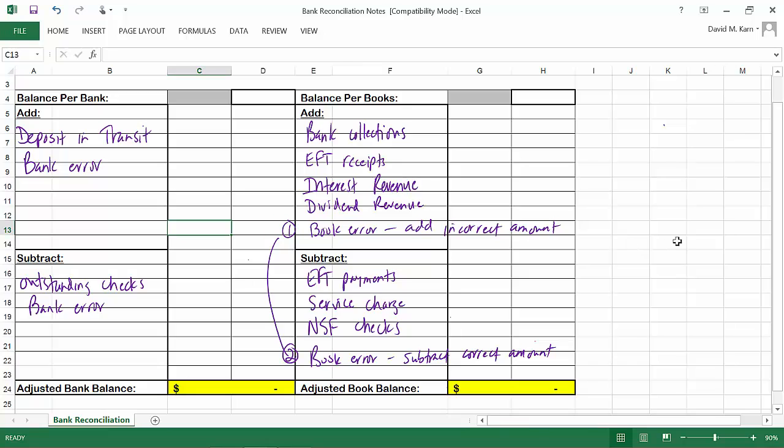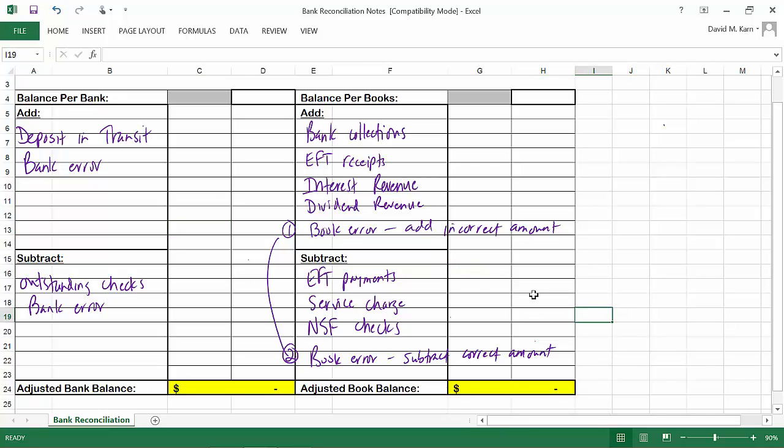So what I would do is, off to the side on scrap paper when you're working in my lab, do this calculation: start off with the incorrect amount, subtract the correct amount. If it's a positive number, you would have to add it. If it was a negative number, you'd have to subtract it. So just keep that in mind and go from there.